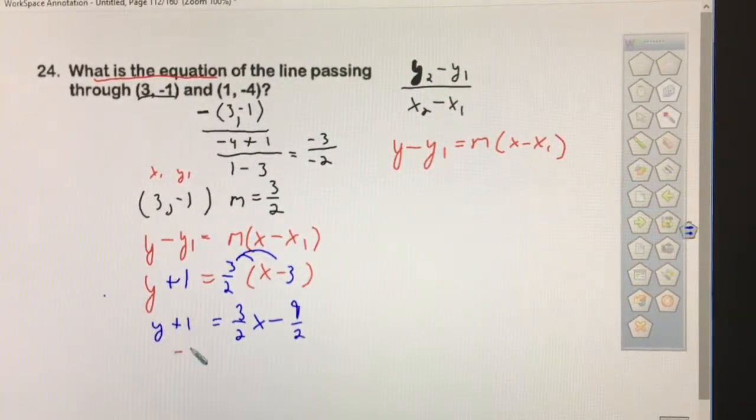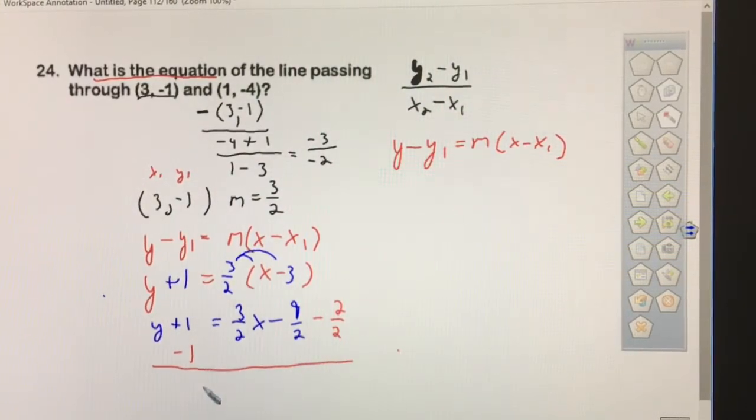Now I have to subtract 1 from both sides. Now take a look. Instead of subtracting 1 from both sides, I'm going to rewrite 1 with the common denominator as 2 over 2. So this is going to give me my final answer with the fraction as y equals 3 over 2 x minus 11 over 2. Not easy.